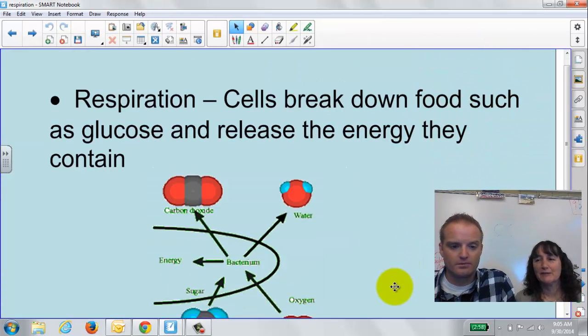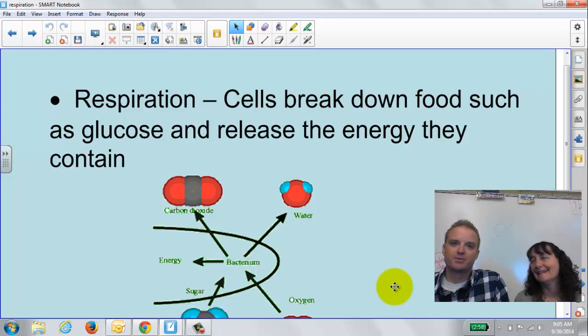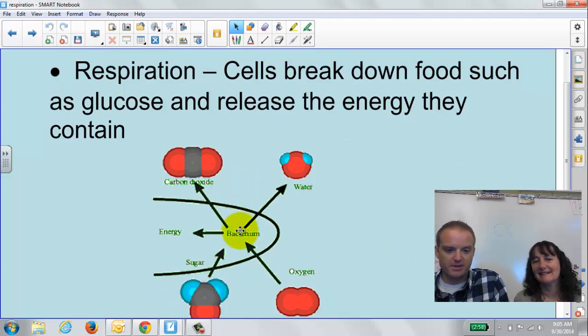Respiration is actually when the cells break down food, such as glucose, and they release the energy that they contain. When I think respiration, I think of someone breathing. I know, I think of that too. It's in the cell, so it's actually happening in the cell, and it has to have oxygen for that to happen. So that's why breathing comes into the whole thing.